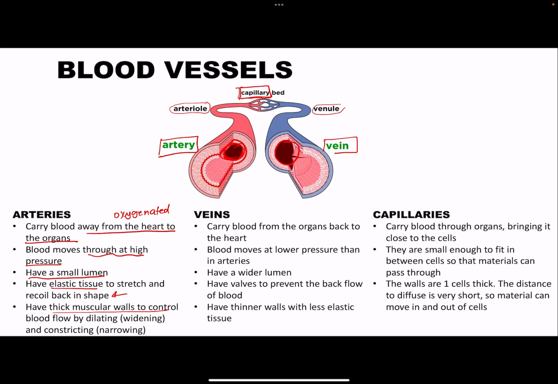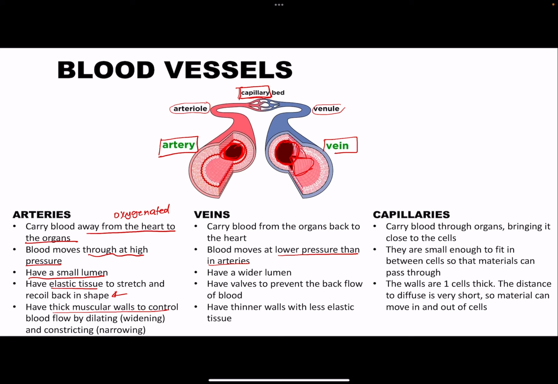The next one, we're going to go to the veins. Veins carry blood away from the organs towards the heart. Remember, blood has passed through the organs, so it has lost some pressure. So blood going through the veins is going to have a lower pressure than that in the arteries. Because of this, we can see the lumen of the vein has a wider diameter in comparison to the artery. And as we can see here, in the veins we have some valves. This part here, you can see as well.